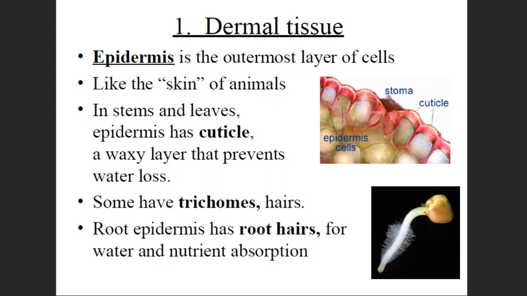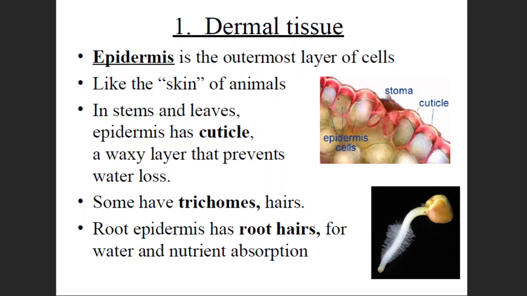That is, the water which has been absorbed from the roots and transported with the help of xylem to these plants. So on the surface of stems and leaves, there is a thick waxy coating, and this waxy coating checks the water loss. Sometimes they also have trichomes, that is, hair-like appendages or structures. Root epidermis also has root hairs in it.